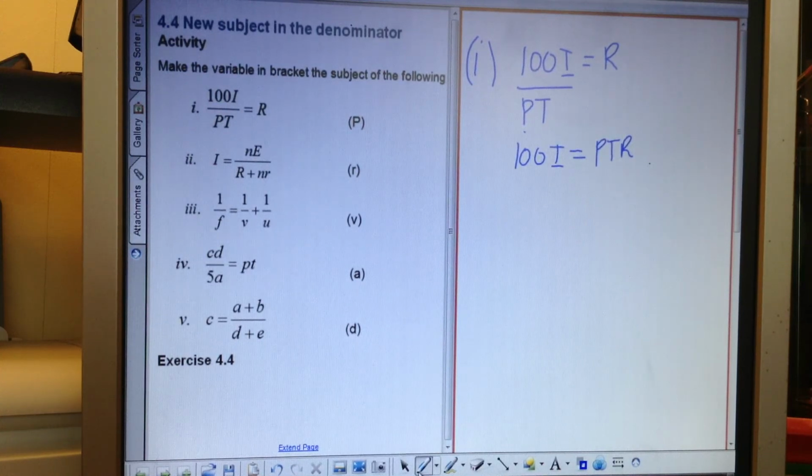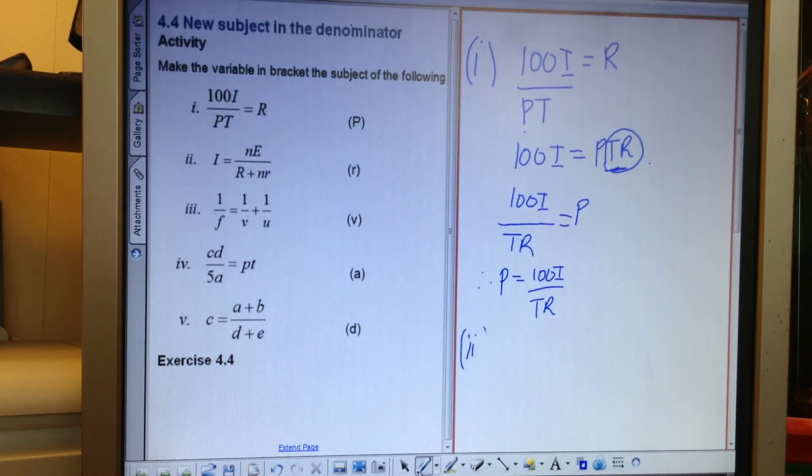We then divide by TR to get 100I over TR, and we'll be left with P. Therefore, our P equals 100I over TR.